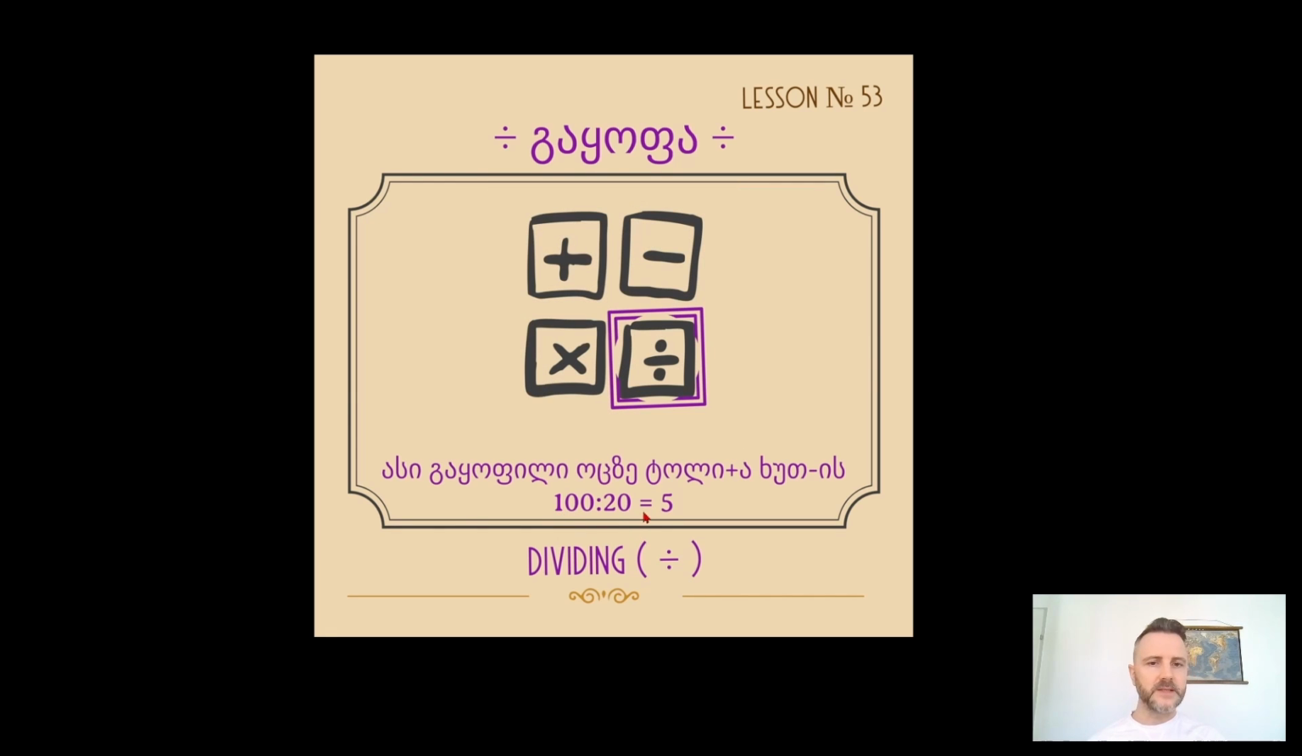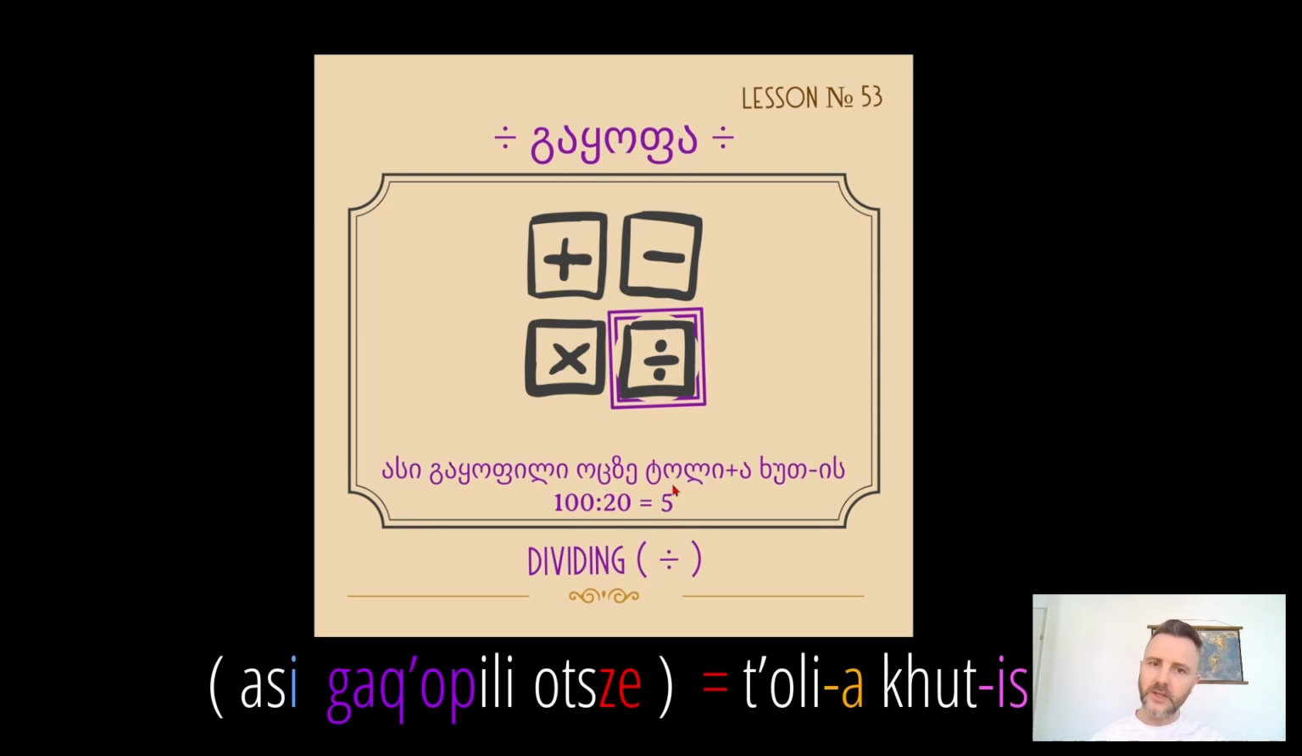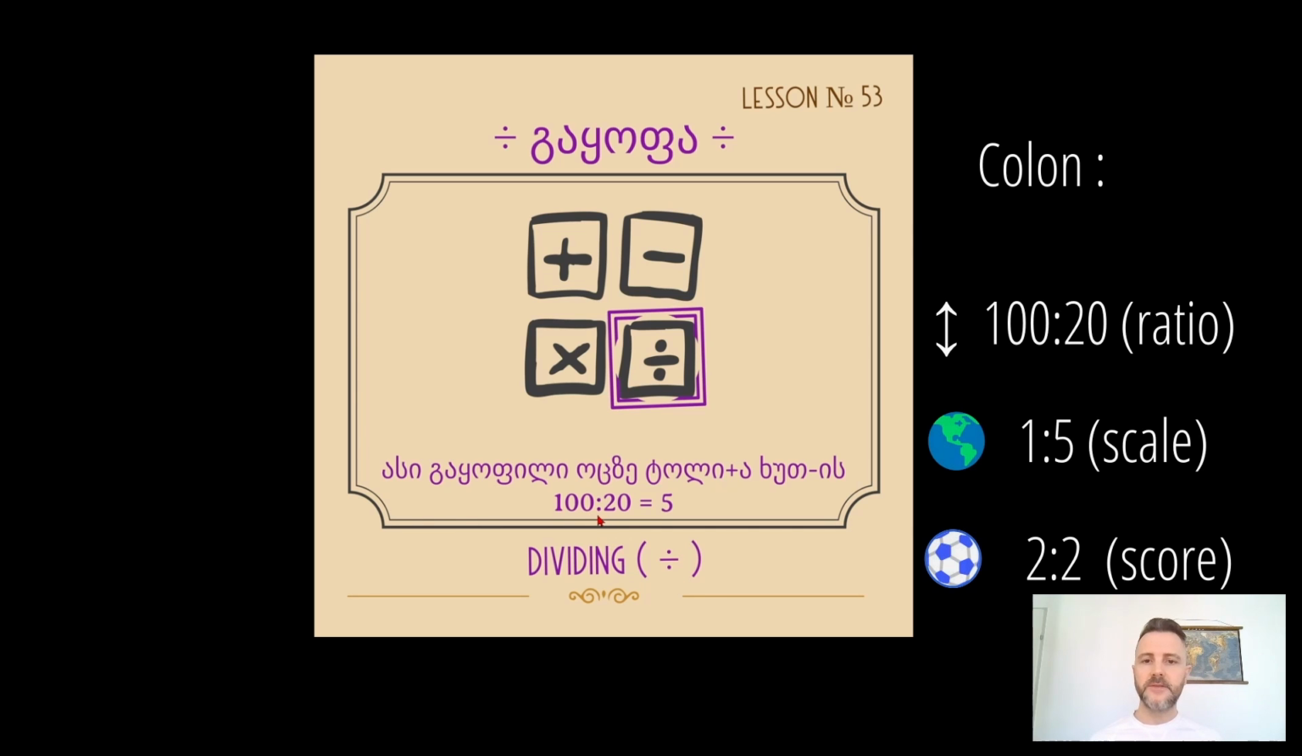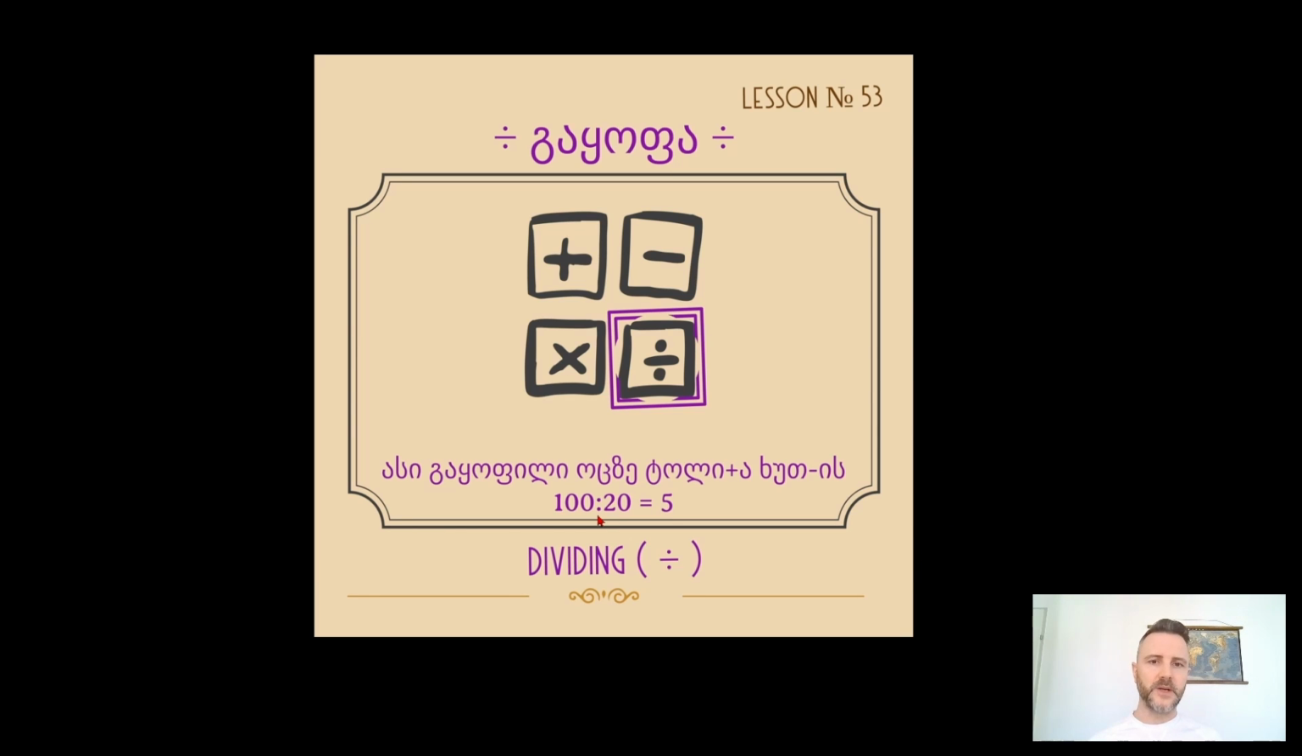100 divided by 20 equals 5. Asi gaq'opili otse. Tolia chutis. Asi 100. Gaq'opili divided by otse, which is here our division, 20. Tolia chutis. One thing you must notice, this symbol here. Georgians use a colon where we would use a division symbol. We use the colon in English mostly for ratio and also for giving scale on maps. So just be aware that we're going to be looking at that.